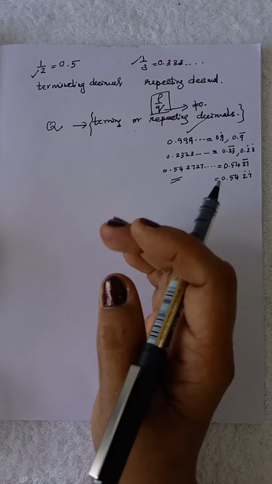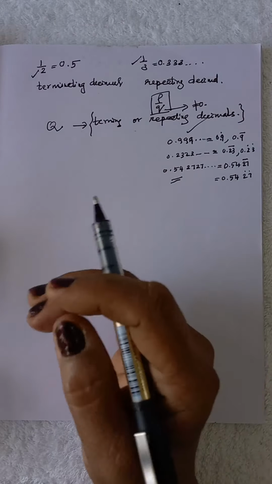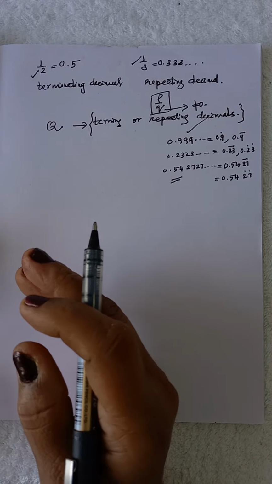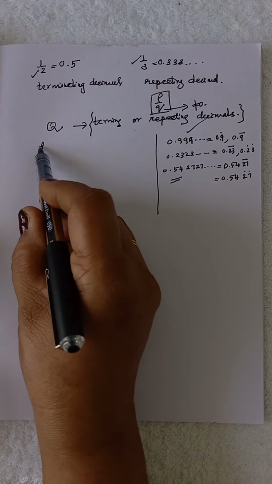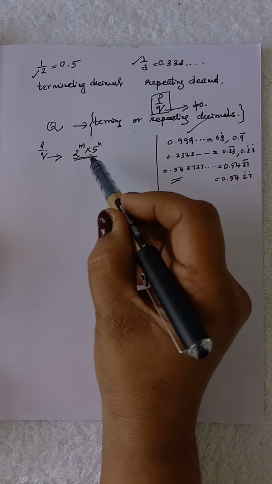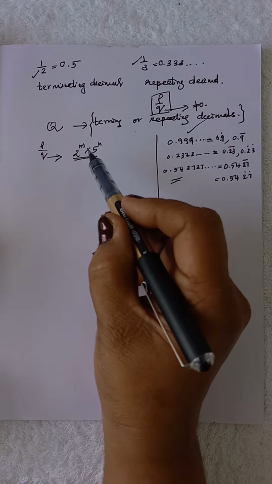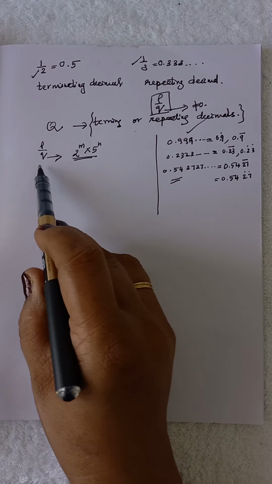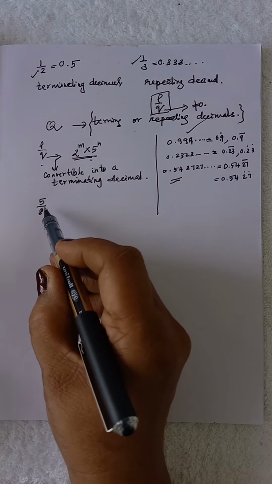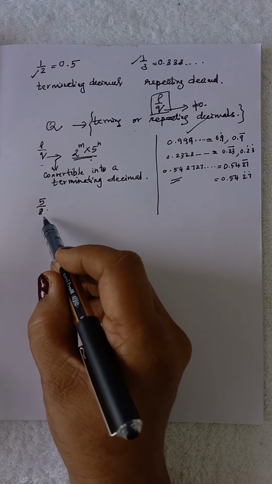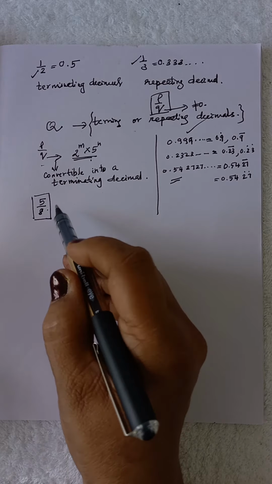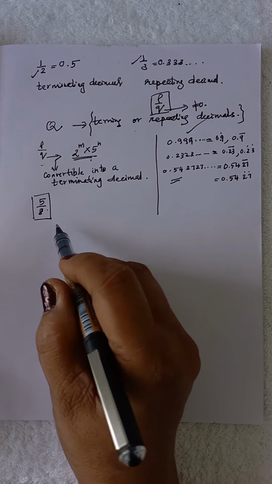If you have a rational number, without doing the actual calculation, how can you understand whether it is a terminating one or not? For that, if p by q is a rational number and this q can be expressed as 2 raised to m into 5 raised to n, then we say that the rational number is convertible into a terminating decimal. For example, if you have a rational number say 5 by 8, how can you understand whether this is convertible into a terminating decimal or not?